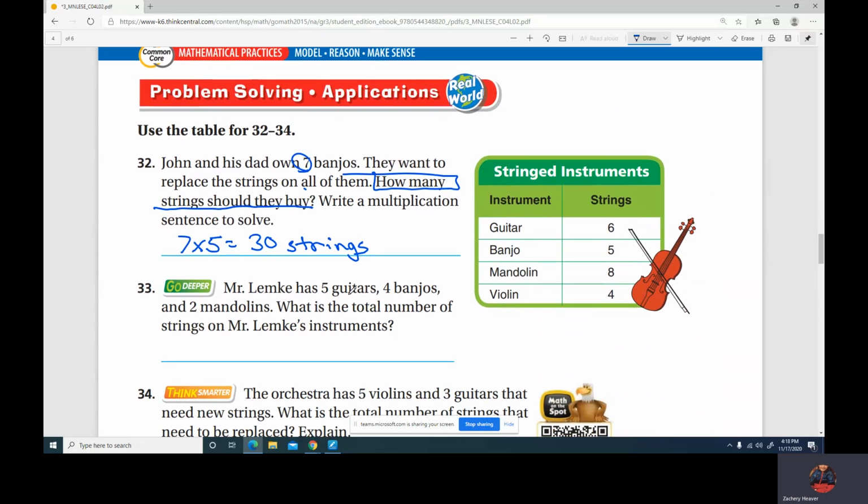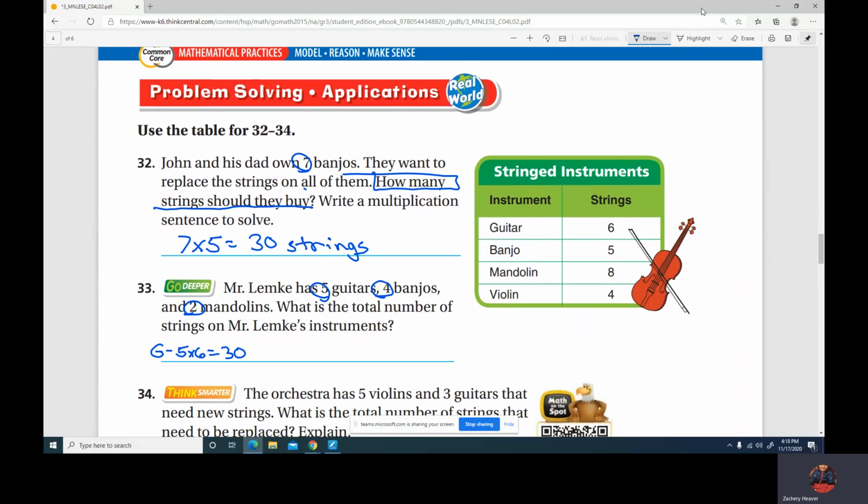Mr. Lemick has 5 guitars, 4 banjos, and 2 mandolins. What is the total number of strings on Mr. Lemick's instruments? So this is going to be a tough one. Let's do guitars first. I'm going to put a G for guitar. He has 5 guitars, and guitars have 6 strings on each. So 5 times 6, we're going to come up with 30.